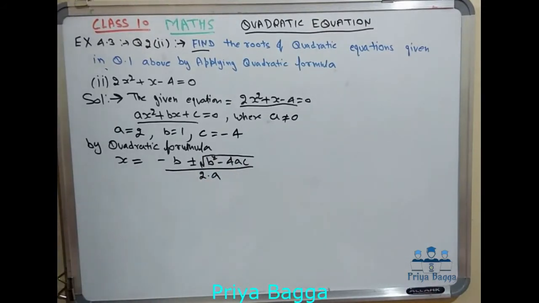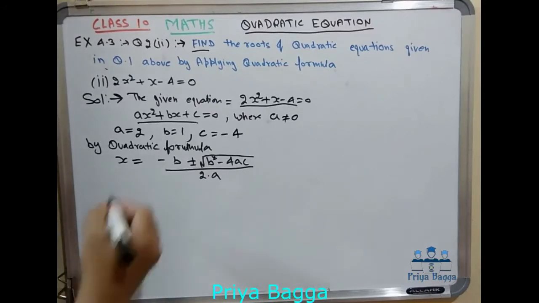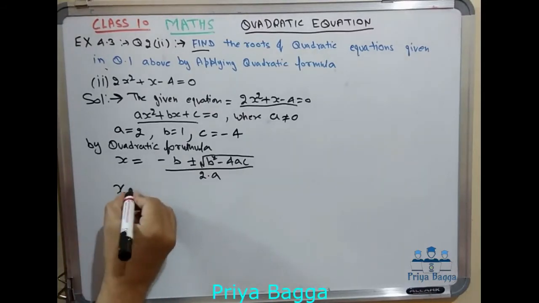So basically this is the quadratic formula. By substituting the value of a, b and c, we can directly find out the value of x. In this question, they have asked that we have to solve this equation by using quadratic formula. So now we will put the value of a, b and c.